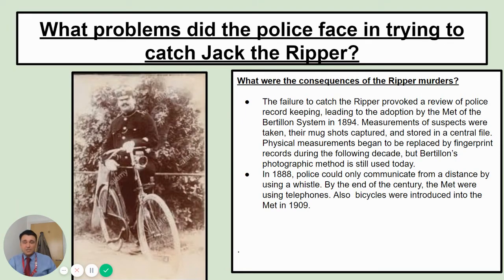In 1888, you could only really communicate with your policeman by blowing on a whistle as hard as you could. But things changed, technology improved. By the end of the century, telephone boxes were starting to be used, and bicycles were being used in 1909. Police were being far more mobile now. There's more chance of being able to catch people.